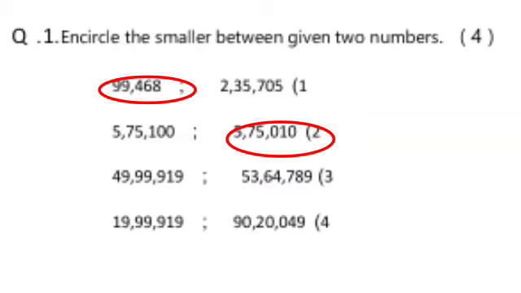49,99,919 and 53,64,789. Here 49 lakh is the smallest one. 19,99,919 and 90,20,049. Here 19 lakh is the smallest one, so we circle it.